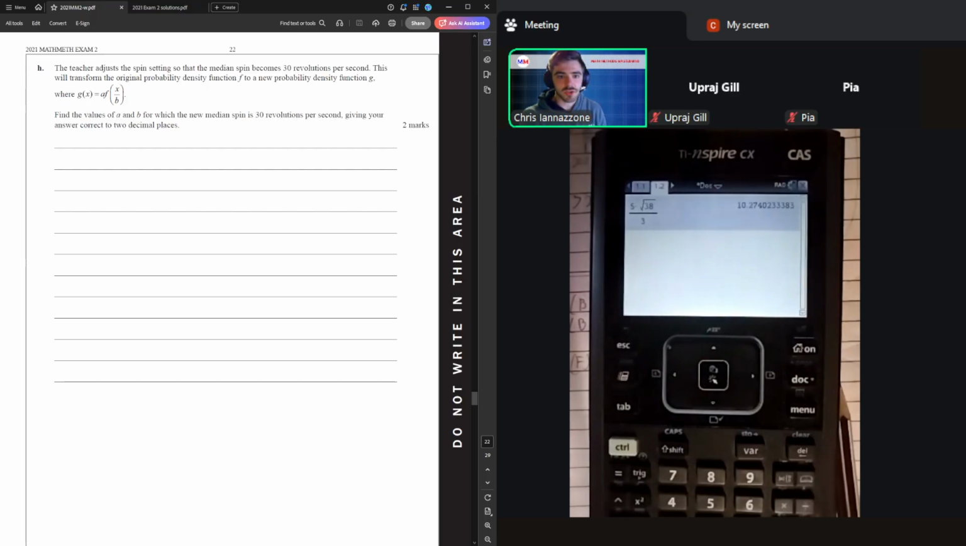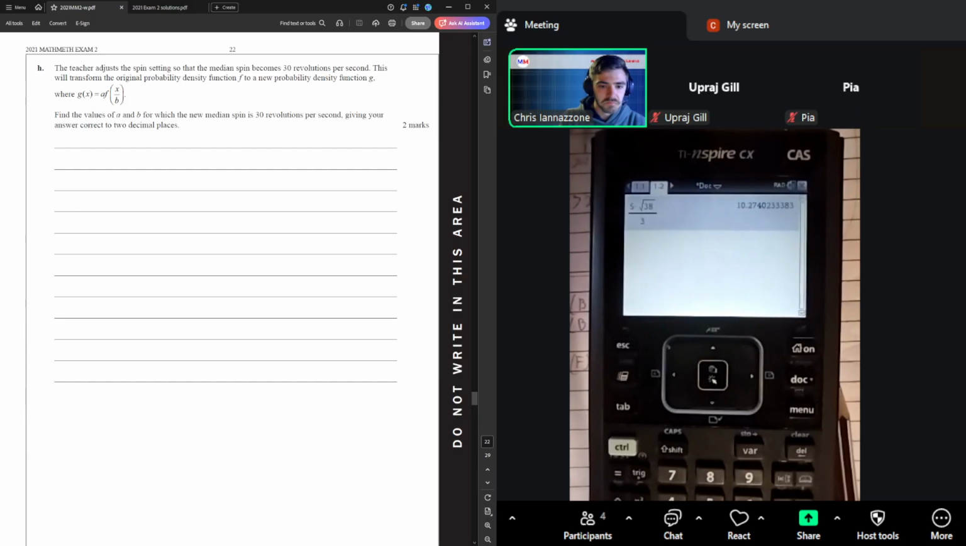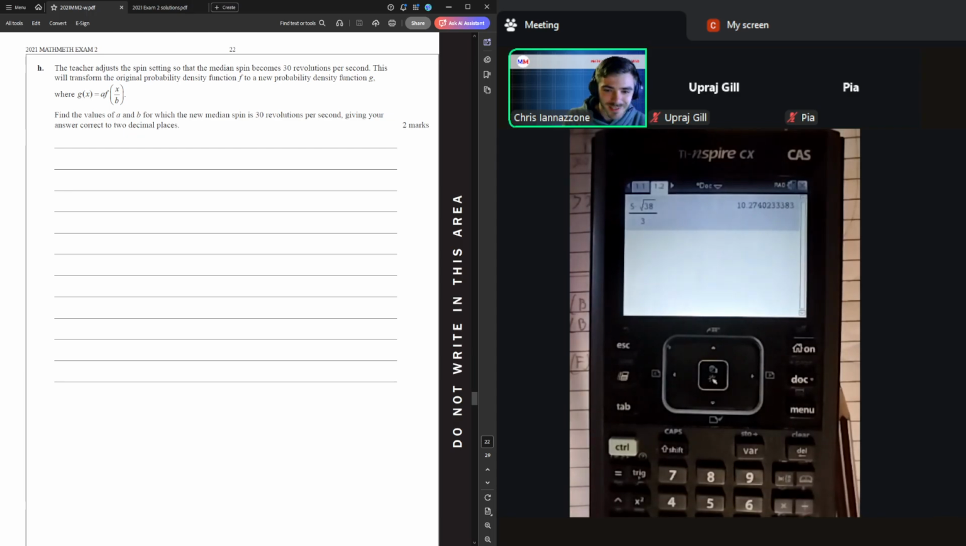Yeah, about 32% of people got 3 marks. Still a fairly low percentage thing. This one, however, 2% of people got all marks. This is a tough question.